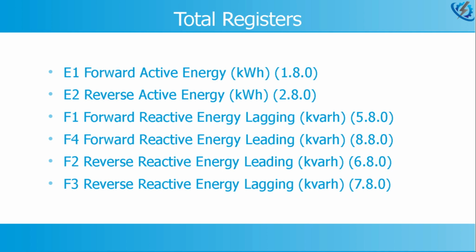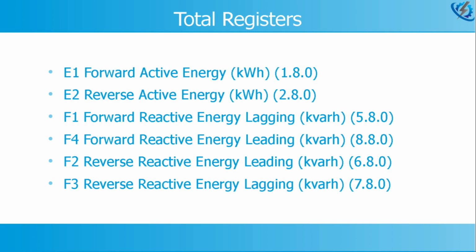E2, or reverse active energy. This is the total of all the electricity that was pushed back into the grid, such as when solar is involved, measured in kilowatt-hour. So here we see that when electricity flows backwards, it does not subtract from the main register, rather it gets added to a separate register.